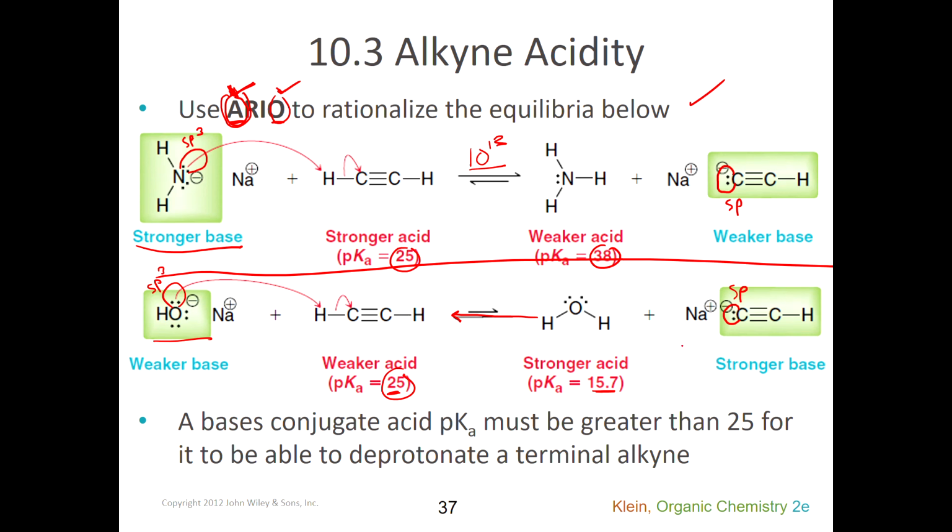If it does, it'll just react back. It'll pick the proton back up and go back to the reactant side. And when it reaches equilibrium, 25 minus 16, I'll have 10 to the 9th more reactants than products. So that's a really minuscule amount of products. It's not enough product to expect it to go on in another step of the reaction. So if we want to make a deprotonated alkyne to use as a nucleophile, NH2 minus is a really good option.